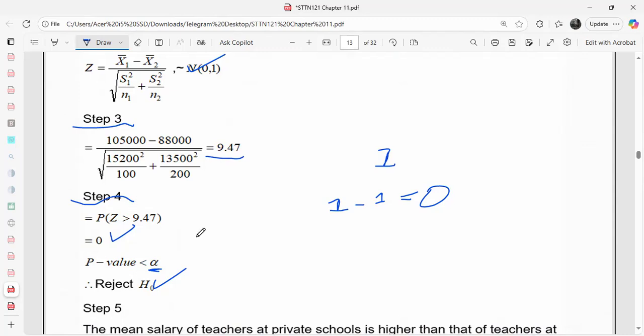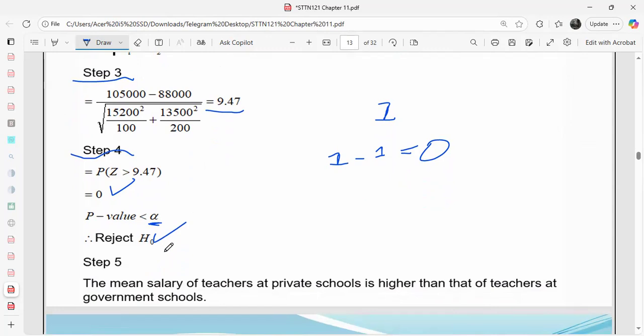Understand? Step number 5 is when you draw conclusions or make a decision. Since we said that we reject the hypothesis, it means that we agree with the statement that the mean salary of teachers at private school is higher than that of teachers at government school. Because we reject the hypothesis.